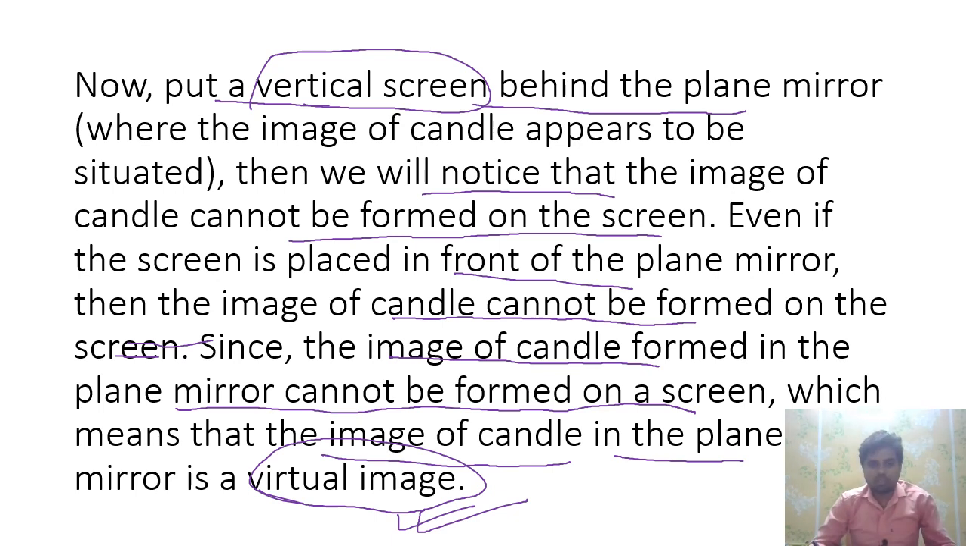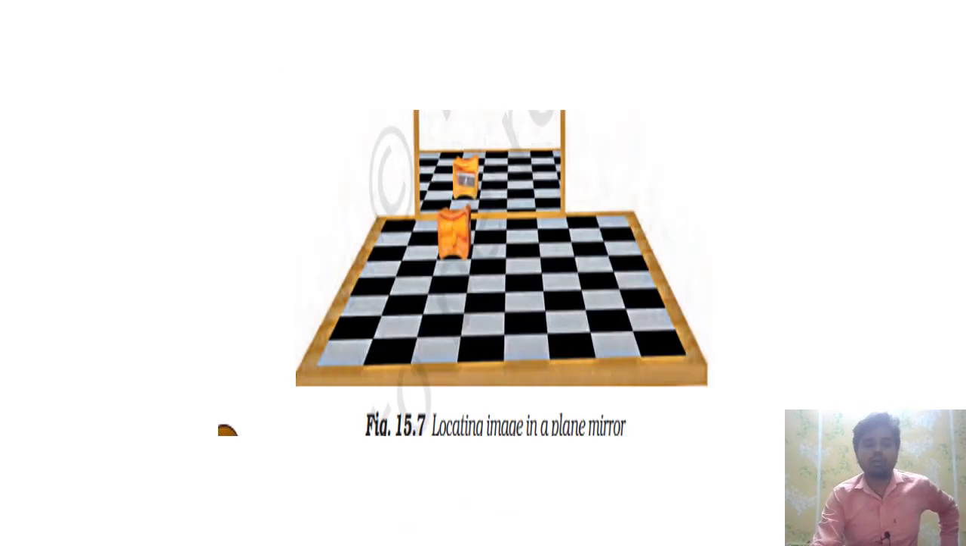What is a virtual image? Even if we place any type of screen, let's suppose I am putting one white screen in front of this mirror or at the back of this mirror, in both situations the image will not be formed on the screen. This depicts that this is a virtual image. It is not a real image. Okay, students, we are moving forward.